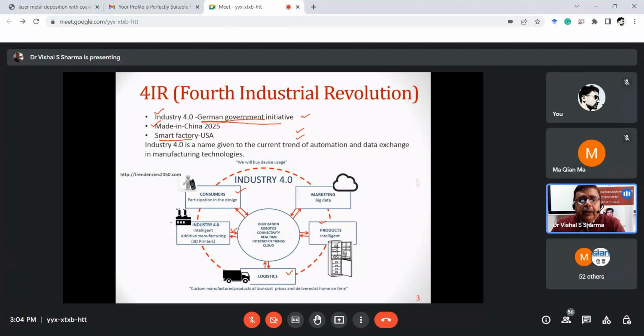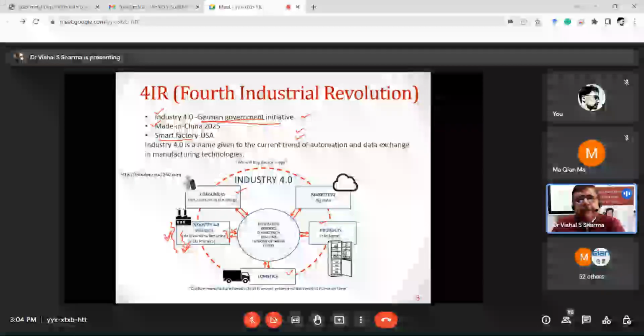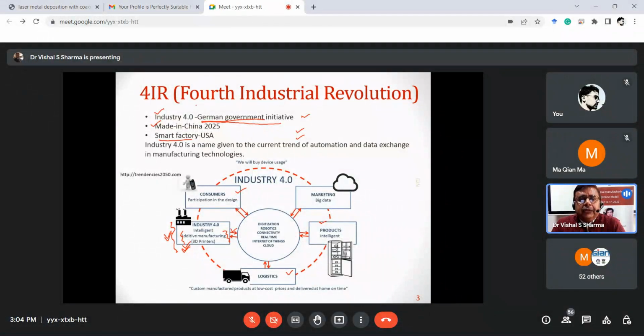Now, if we look at what is happening in Industry 4.0, in industry for manufacturing, you will see additive manufacturing is playing a key role. The products are being manufactured by 3D printers. 4IR, the Fourth Industrial Revolution, is a generic term. Industry 4.0 is a German initiative, but 4IR is a generic term, so it's more appropriate to use 4IR.